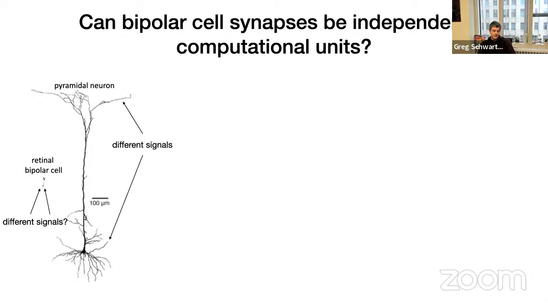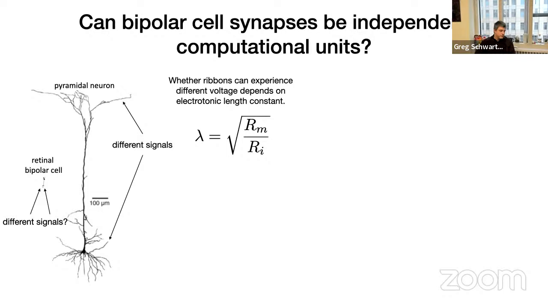So let's think about how this could happen. Whether ribbons can experience different voltages depends on the electrotonic length constant, how far voltage spreads within the neuron. And the equation for that is quite simple in a passive case. The length constant lambda is the square root of Rm over Ri. Rm is the membrane resistance and Ri is the internal resistance. You can measure membrane resistance with patch clamp recordings of bipolar cells. Espen Hartveit has done some beautiful work on that and given us some excellent numbers.